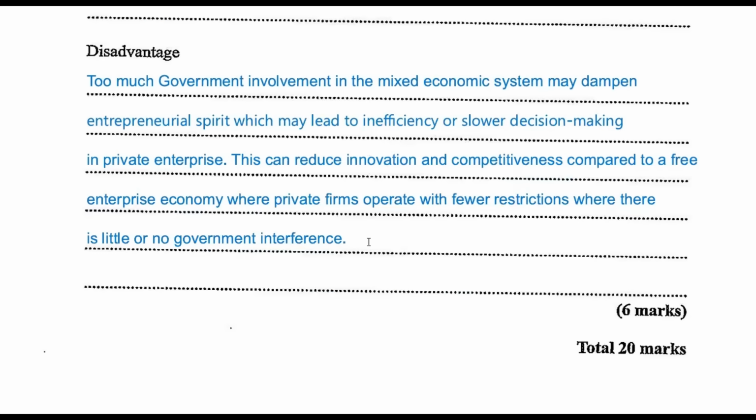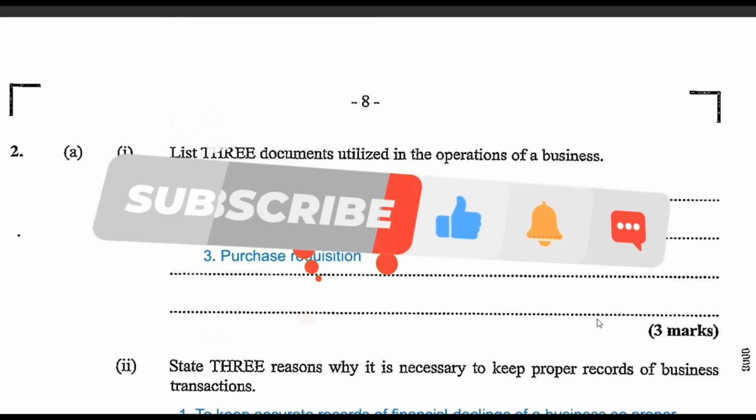Well, disadvantage. Too much government intervention or too much government involvement in a mixed economic system may dampen entrepreneurial spirit, which may lead to inefficiency or slow decision making in private enterprise. This can reduce innovation and competitiveness compared to a free enterprise economy where private firms operate with few restrictions, where there's little or no government interference. The main disadvantage here is government interference, guys. Good job. Now, that would have brought us to the end to get your full 20 marks. Now, moving on to question 2.